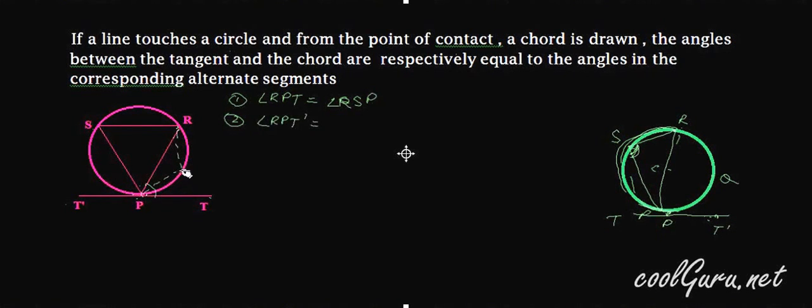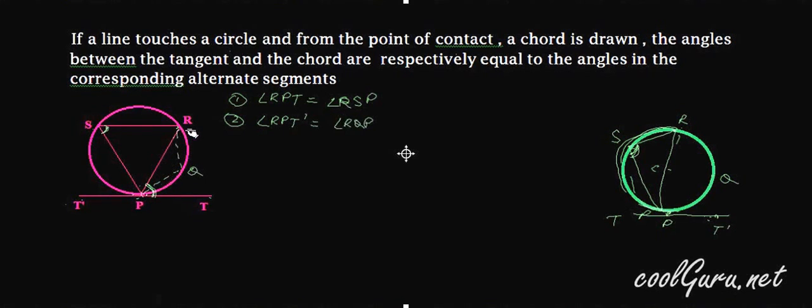say, let this point be Q, then RPT dash is equal to RQP. This we have to prove, that this angle is equal to this angle, and secondly T dash PR, this angle is equal to RQP.